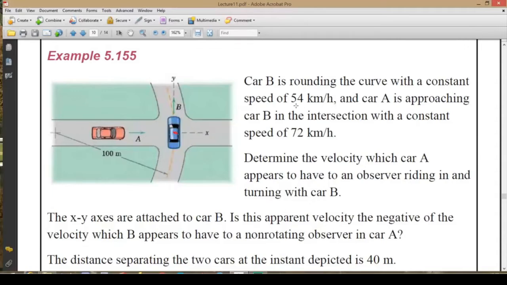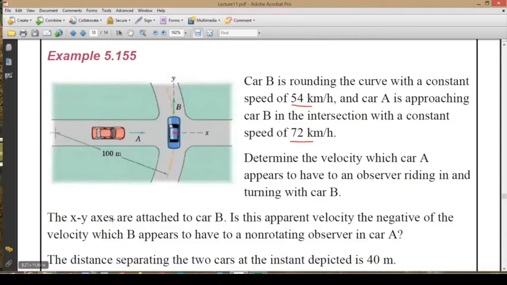They have these constant speeds of 54 kilometers per hour and 72 kilometers per hour, car A and car B. And we are asked to determine the velocity which car A appears to have to an observer riding in and turning with car B. So there's this observer, there's this guy at point B, observing the motion of this car A, which is the red car. And it is moving and rotating with this car. So this car is in a general plane motion, we would call it like that. It's translating, and then rotating about the z-axis.